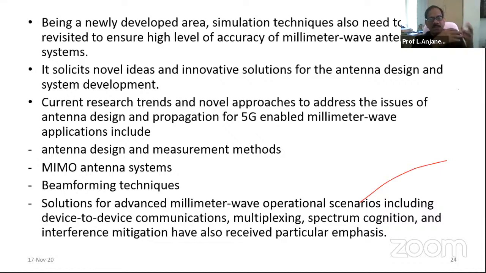Similarly, multiplexing, spectrum cognition, like intelligent radios, software defined radios. They use several such intelligent techniques, cognitive radios, and also in the areas of interference mitigation. In all these areas, several new techniques have been proposed, and people are working in a lot of these areas.